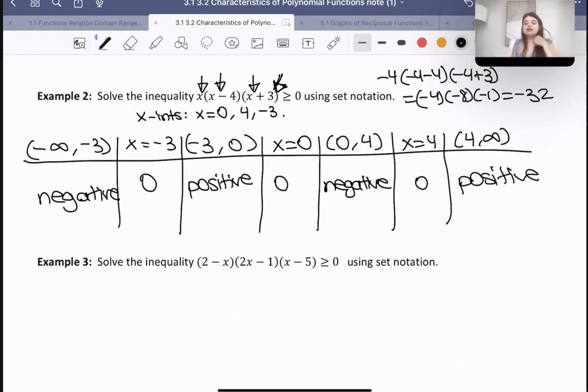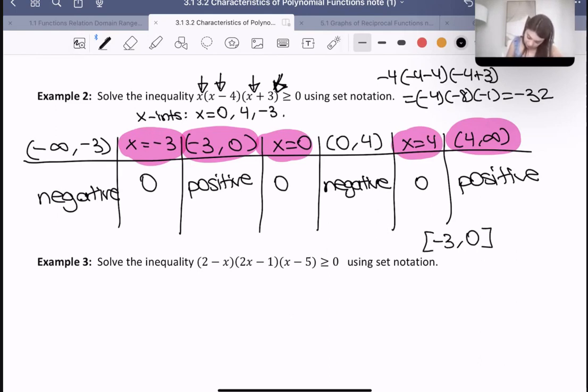So now the question is, which intervals do we actually want? Well, we want the positive ones because we wanted to know where this equation is greater than or equal to 0, which means where the equation is positive. The intervals we want are this one that's positive, this one that's positive, and also this one's included, and this one's included, because it said not just greater than 0, greater than or equal to. So when I write my final answer, I'm going to include negative 3, and I'm going to include 0, and I'm going to include 4.